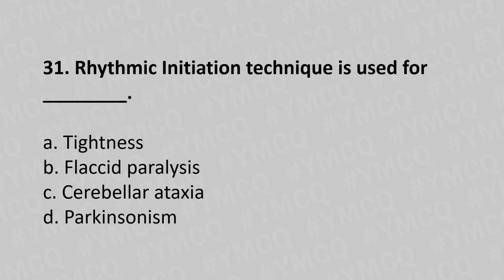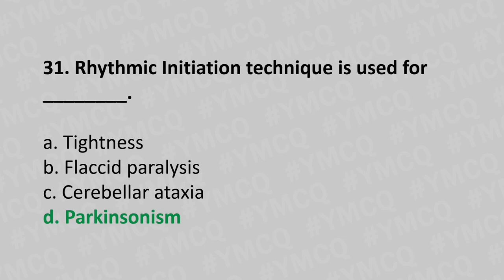Moving to our 31st question. Rhythmic initiation technique is used for dash. Option A, tightness. Option B, flaccid paralysis. Option C, cerebellar ataxia. Option D, Parkinsonism. And the answer is option D, Parkinsonism.